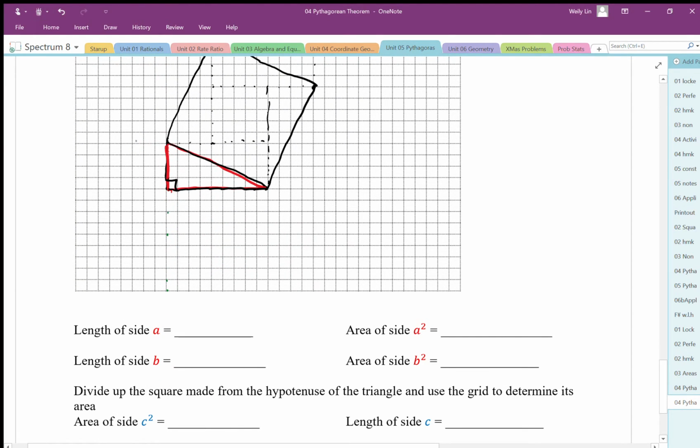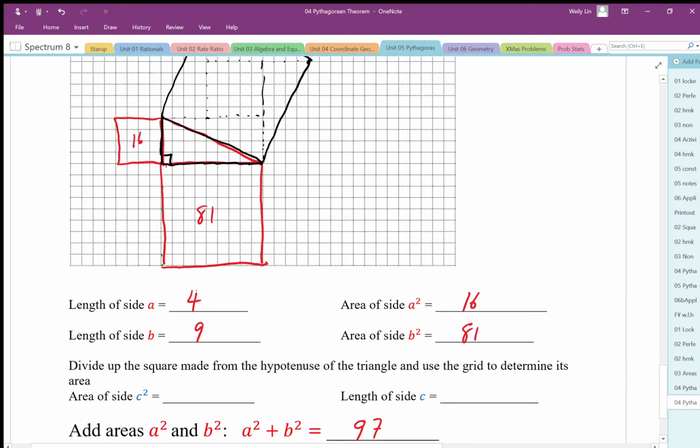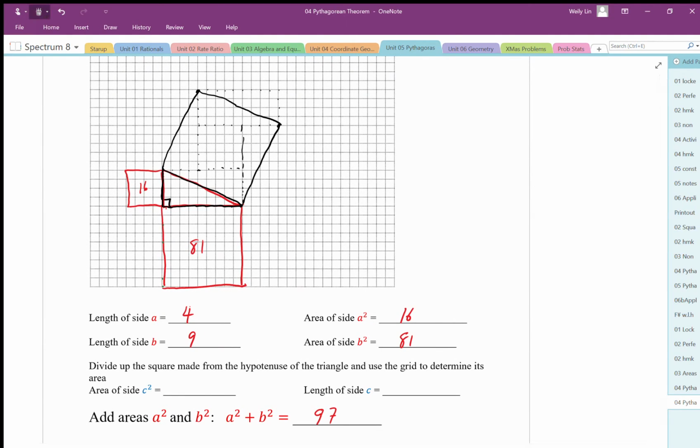Here's my 4 by 4 square. Here's my 9 by 9 square. So this is going to be 16 and 81. 16 squares plus 81 squares, and we are getting 97 squares in red. So we want to see that the C square is going to add up to 97. Let's count this up.